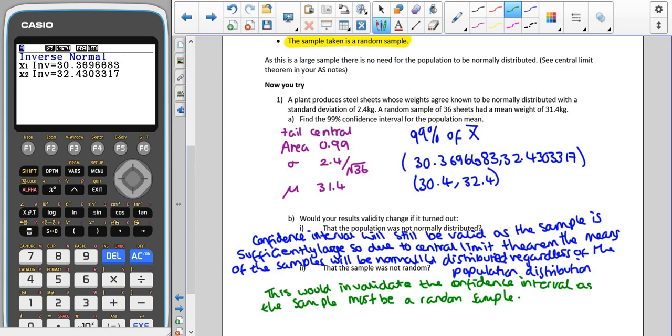So for this one, I put the tail is central, as we do for all confidence intervals. The area is 0.99. Our standard deviation, because we have to use central limit theorem, is 2.4 divided by the square root of 36. And the mean from the sample that we took was 31.4, which means that 99% of the means of our sample will be between those two values there. And you can see them still in my calculator as well. Now this time, because both of the values that were given in the question were rounded to 1 decimal place, I also rounded my answers to 1 decimal place, so 30.4 and 32.4.